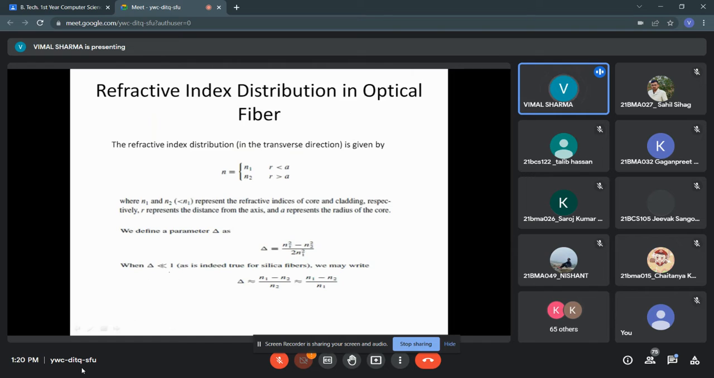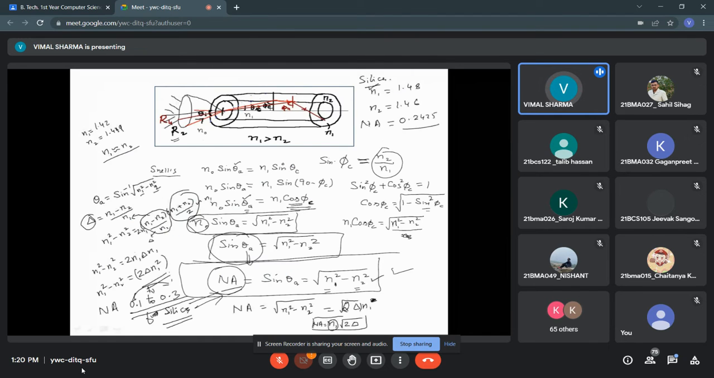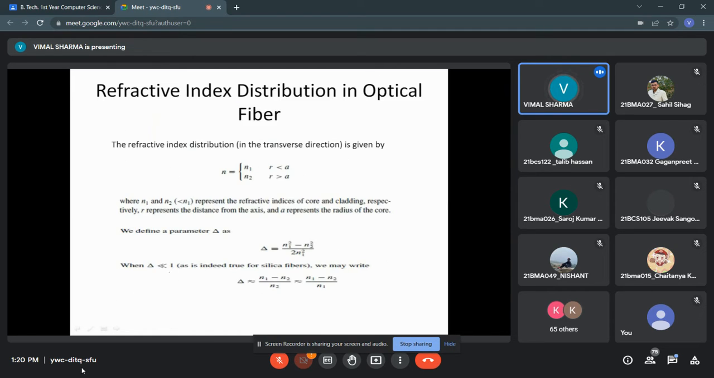Okay, and as we said yesterday, numerical aperture is the light gathering ability. The bigger the cone of acceptance, meaning the more the numerical aperture, the more the light gathering ability of the optical fiber. More modes you can expect, then there will be more number of paths. We'll discuss that. So this is simply the refractive index distribution in an optical fiber.